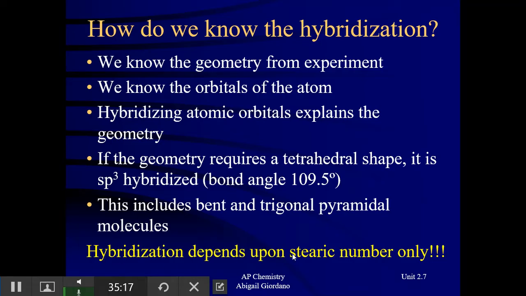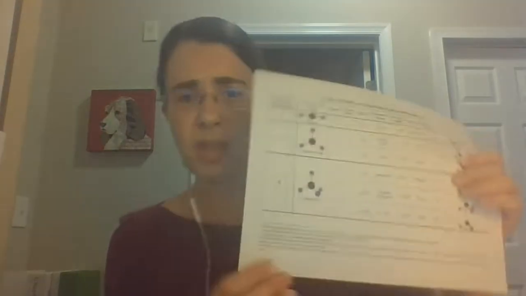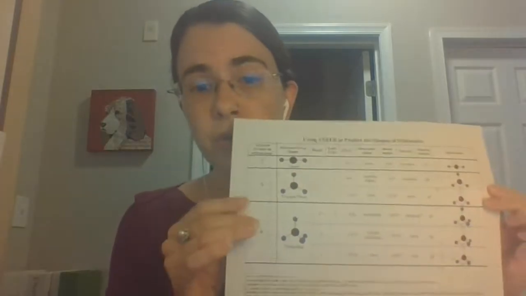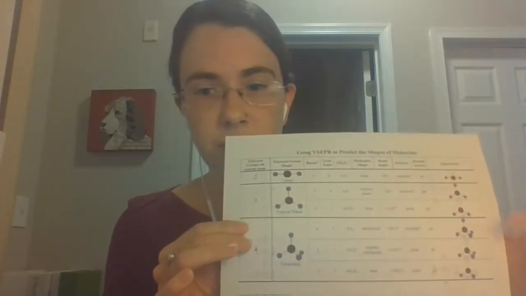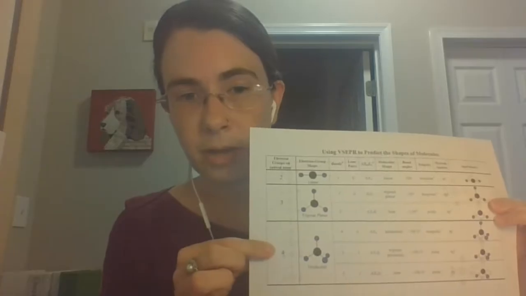Hybridization depends upon the steric number. Remember, another term for that is electron domains. It depends upon that only. So wait a minute, what am I trying to say here? If you have this chart, I want you to notice, right here.